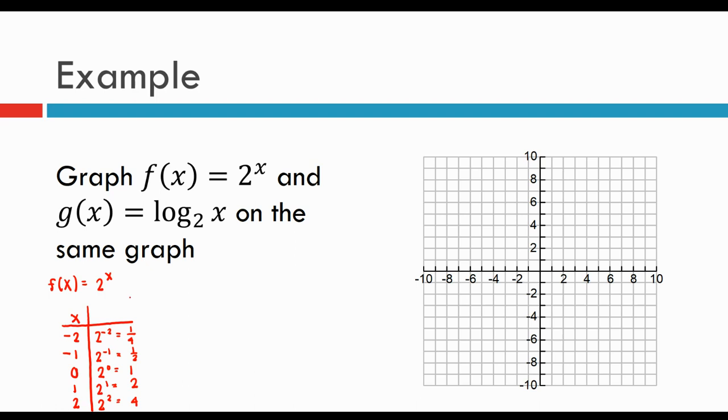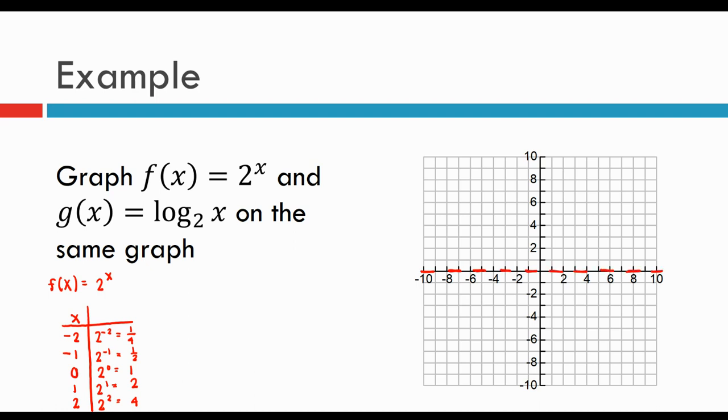Remember, when I don't see anything being added or subtracted onto that exponential term, that means that we don't have any shifts. And so that means that our horizontal asymptote is going to be y equals 0. So remember, we're never going to touch or cross that x-axis here.